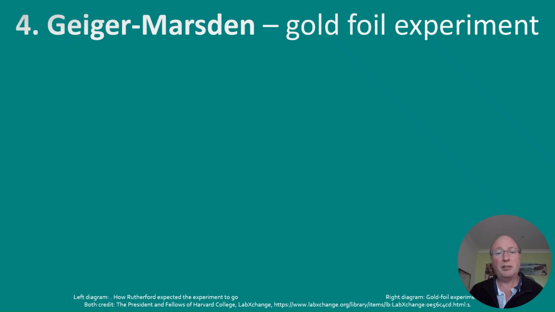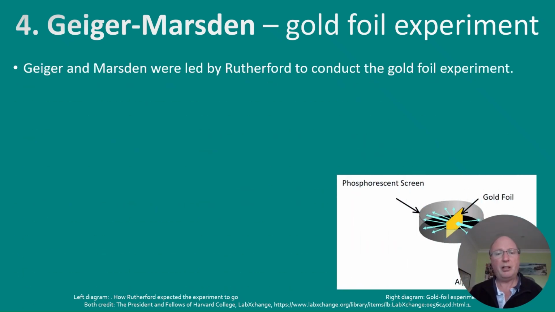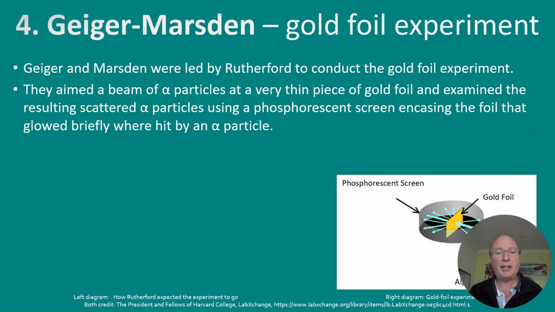Fourth experiment is the Geiger-Marsden gold foil experiment. Now, Geiger and Marsden were led by Rutherford to conduct the gold foil experiment. They aimed a beam of alpha particles at a very thin piece of gold foil and examined the resulting scattered alpha particles using a phosphorescent screen encasing the foil that glowed briefly when hit by an alpha particle.